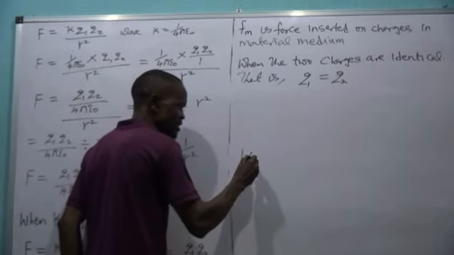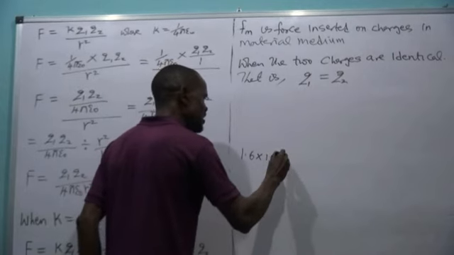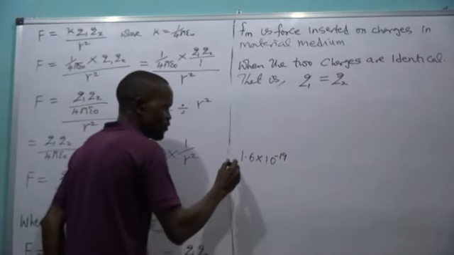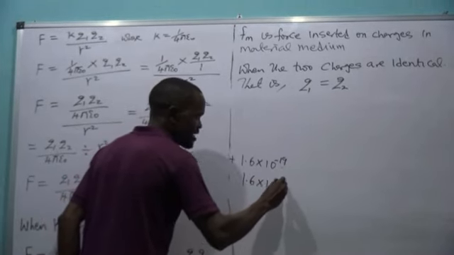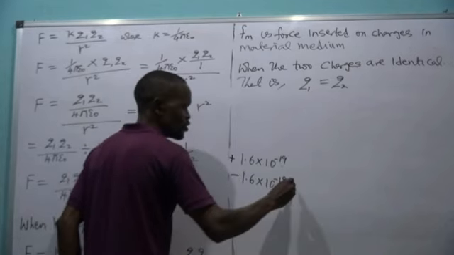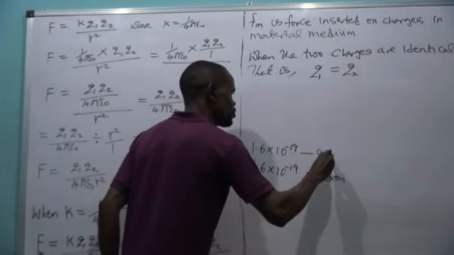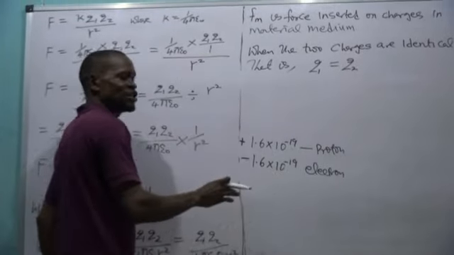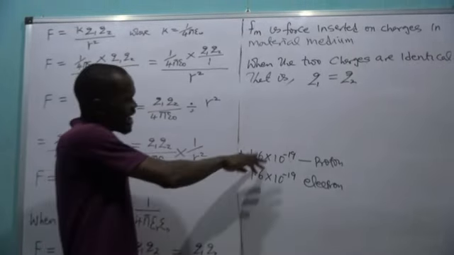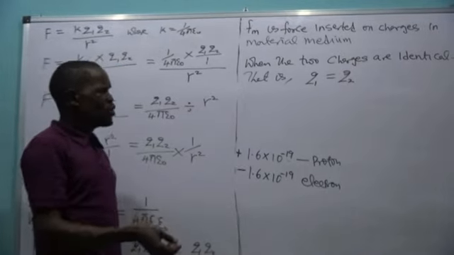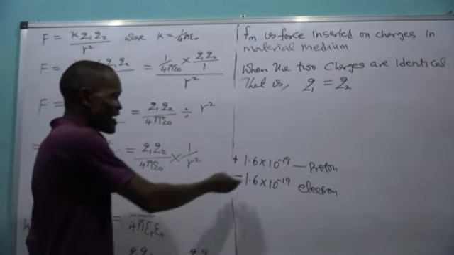Just like 1.6 times 10 raised to the power minus what? 9. Minus 19 is for what? Electron. For proton, that's plus. And 1.6 times 10 raised to the power minus 19, that's negative for what? Electron. This is electron. This is what? Proton. They have the same charge, but opposite in nature. So these two values are what? Identical. So it means that this charge and this charge are identical, despite being negative and positive, but they are the same value.